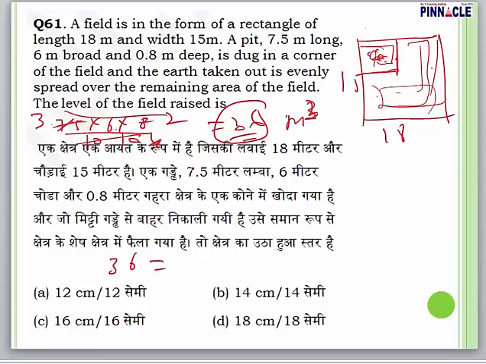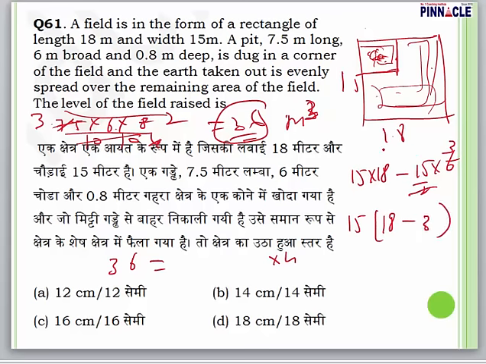36 means equal to, and if we talk about what is the area of this, you can say area of this into height, and area of this would be equal to 18 into 15. We can say 15 into 18 minus. Why minus? Because this has to be kept outside. So that is, you can say 7.5 into 6. 7.5, you can write 15 by 2 into 6. 53, or in other words, you can write 18 minus 3. 15 we have taken common, and that would remain 3. 18 minus 3, that is 15 into 15, 225.